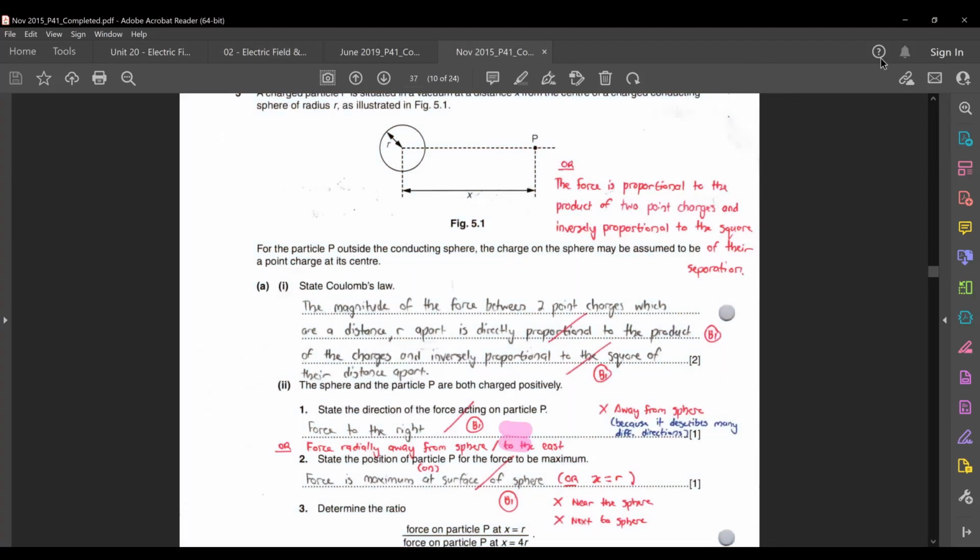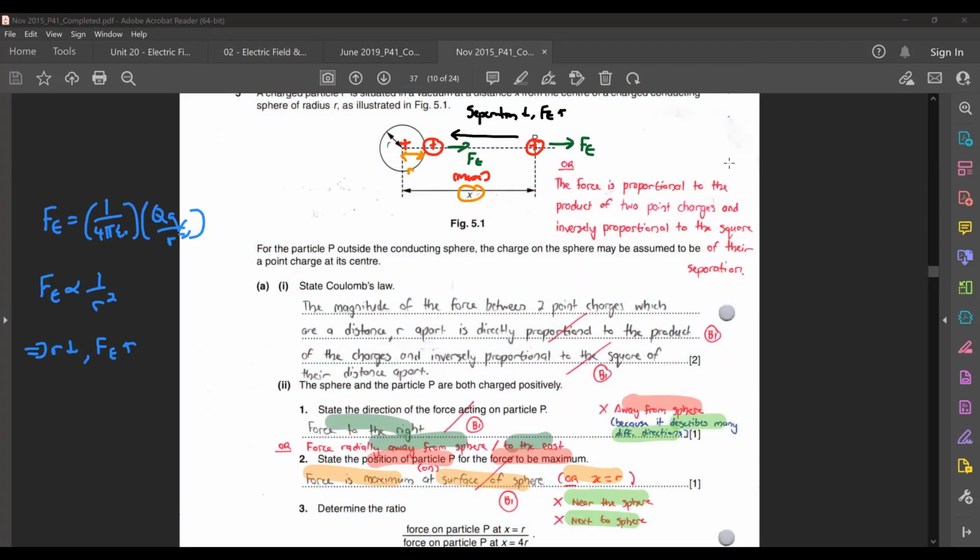So you consider a case like this now. Your case here is that you want to consider what is the electric force at x equals r and x equals 4r. So what's the ratio of the electric force here and here? What's the ratio of the 2 forces when your separation is r and 4r?